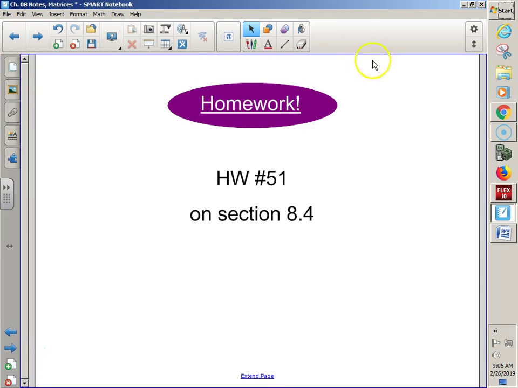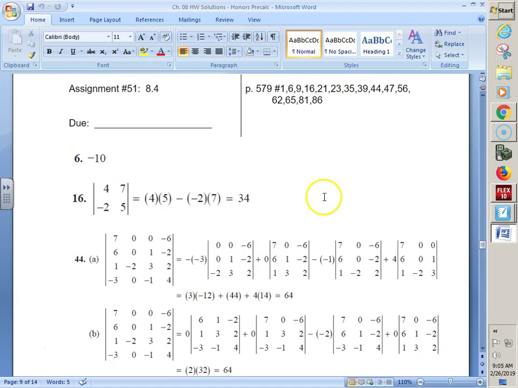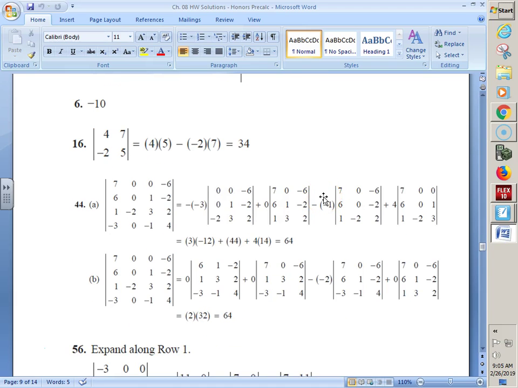All right, cool kids. Let's go grade 8 for determinants. Number 6 should have been negative 10. Number 16 should have been 34. Number 44, you were supposed to do it 2 different ways, but my question to you isn't so much if they both worked, because I think you guys knew they were supposed to both get 64.